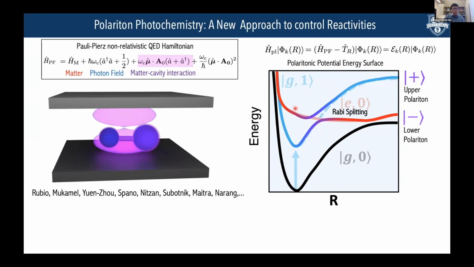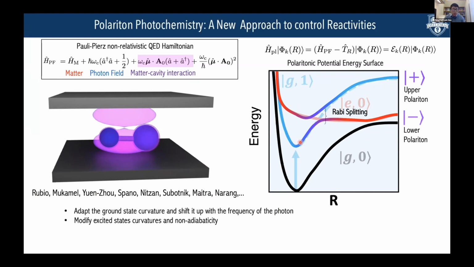So of course, this is an interesting field. There are many theorists starting to pay attention to this. I'm just giving a list of them, but it's interesting in the sense that the story is, like I said, you're replicating the ground state curvature, lifting it up by the frequency of the photon, so your photon is dressing that state, and it starts to hybridize with the excited state curvature. So by doing this, you are actually modifying the excited state curvature as well as the non-adiabaticity, such that you can introduce a new minimum here, a new barrier here, some avoided crossing, even conical intersections. And photochemical reactivity is all about these different dips and barriers and changes of non-adiabaticities as well, right?